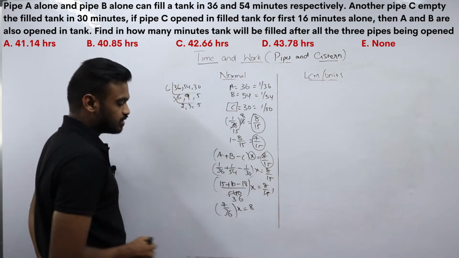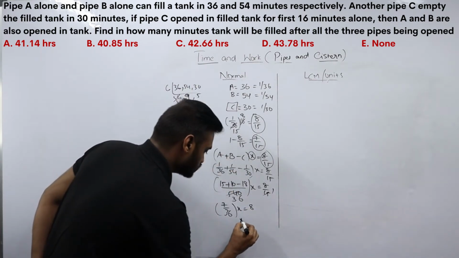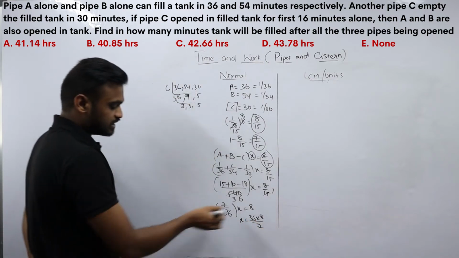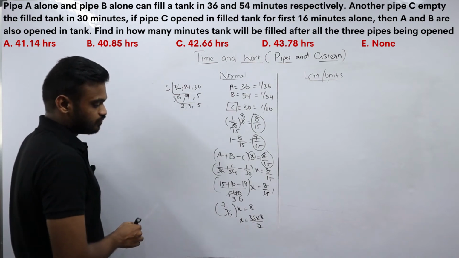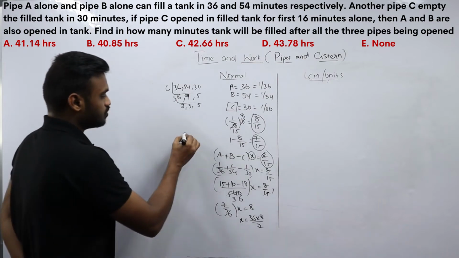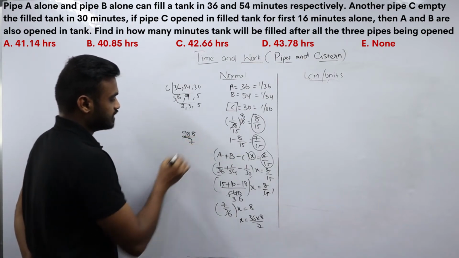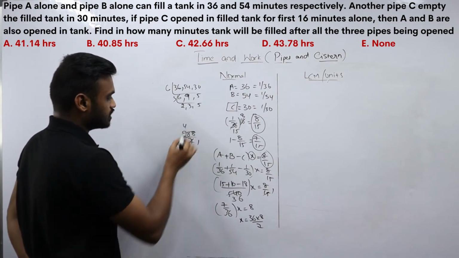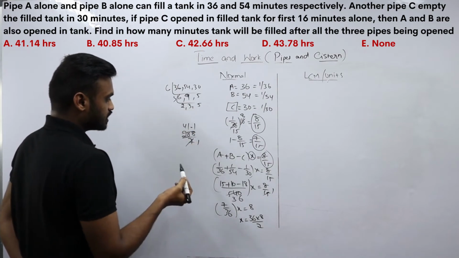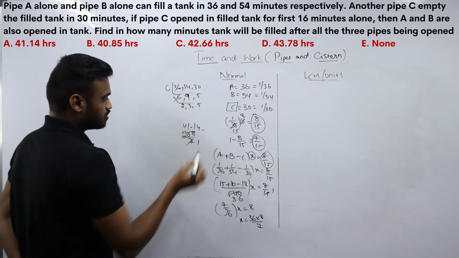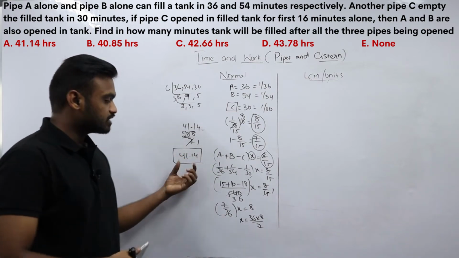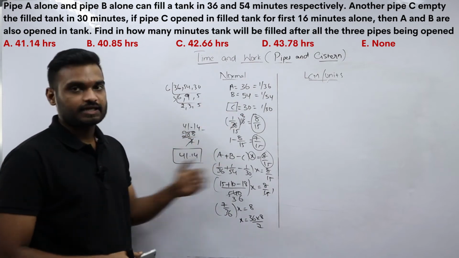So if I send this 36 to the right hand side, I will get X equal to 36 into 8 by 7. So 36 into 8 is 288, and 288 by 7 is 41.14 minutes. So they totally take 41.14 minutes to fill the entire tank.